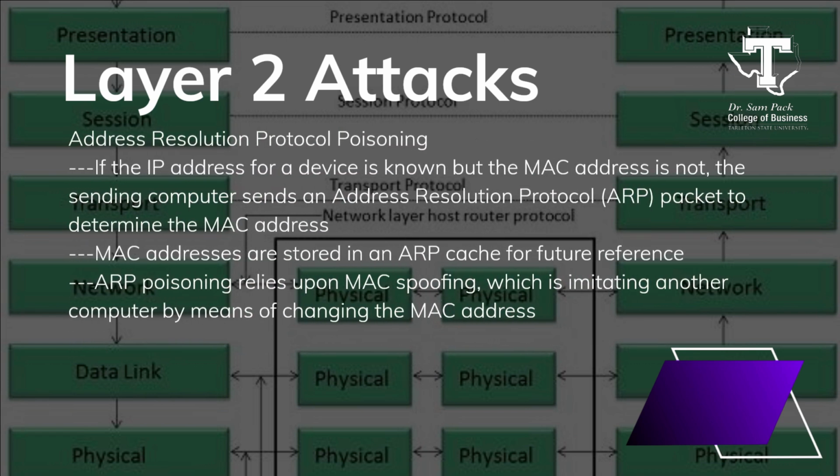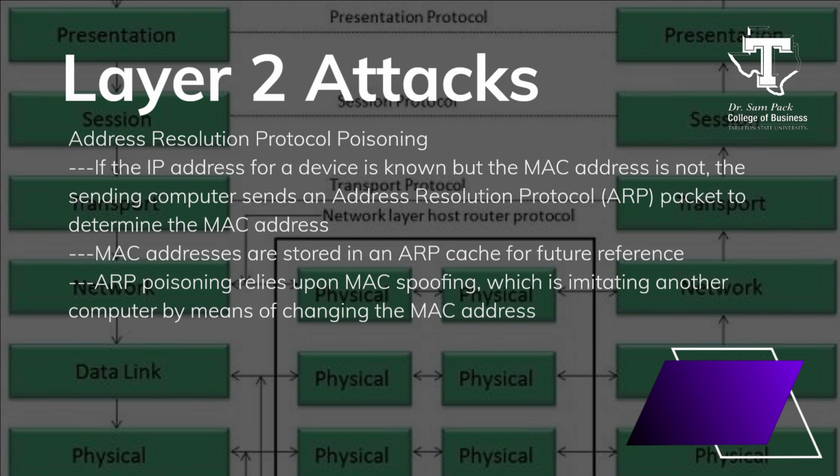For example, Address Resolution Protocol, or ARP, poisoning. When a computer knows an IP address but not the MAC address, it sends out an ARP packet to find out the MAC address. This address is then stored in an ARP cache for future use. ARP poisoning takes advantage of this by spoofing a MAC address, tricking the network into thinking the attacker's device is something it's not.